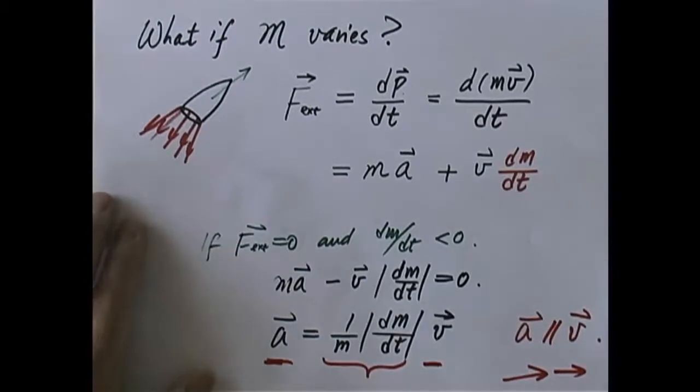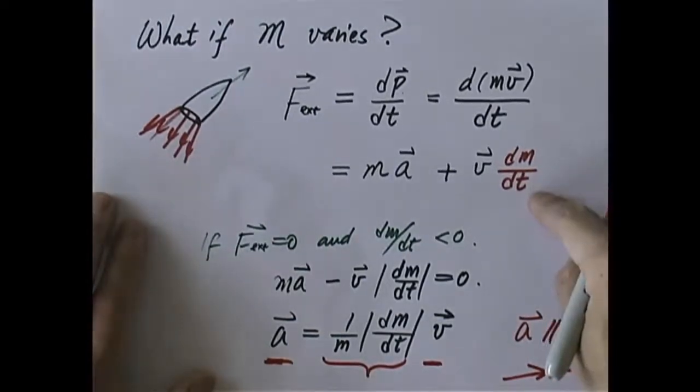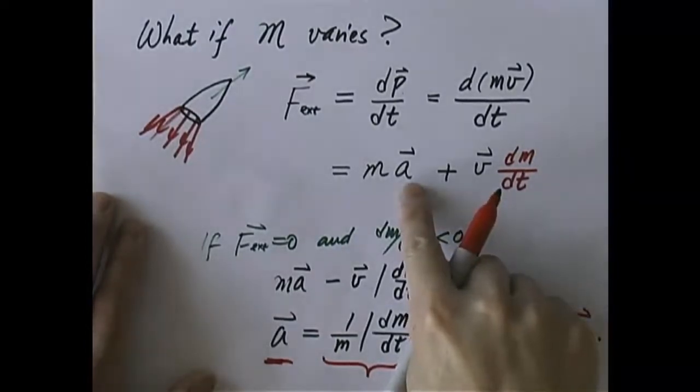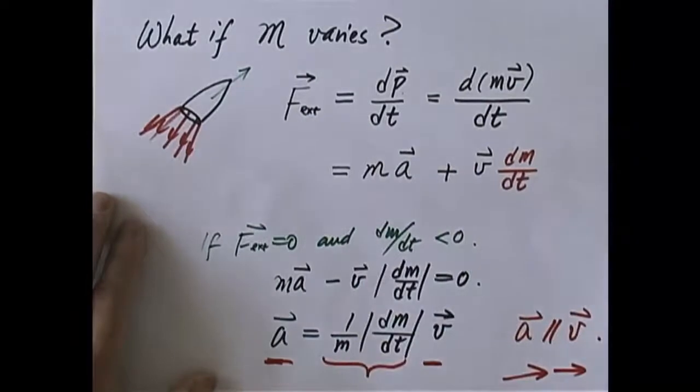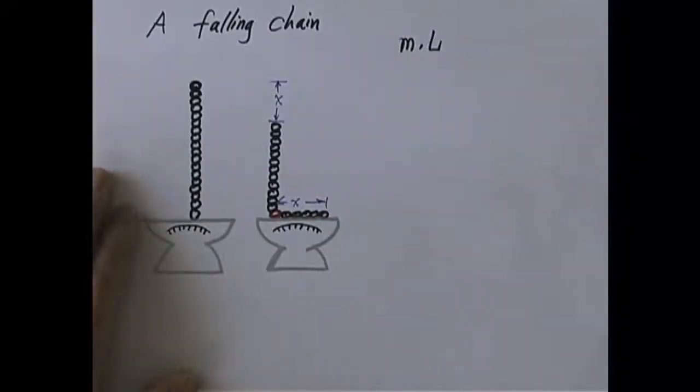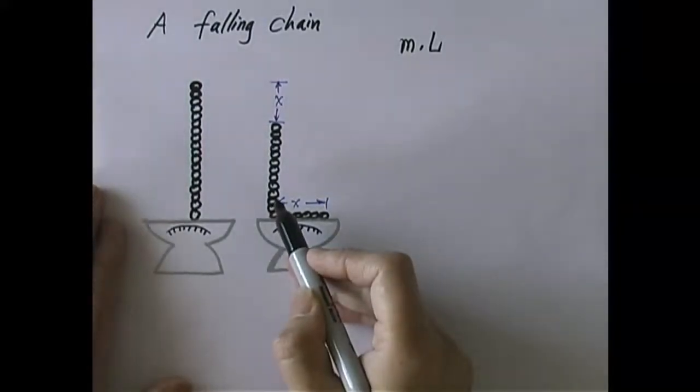So when the mass is not a constant, we have to consider this effect, dm dt, which can cause an acceleration on an object even in the absence of external force. As an interesting application of the formula F equals dp dt, which is more general than F equals ma, let's consider this problem of a falling chain.